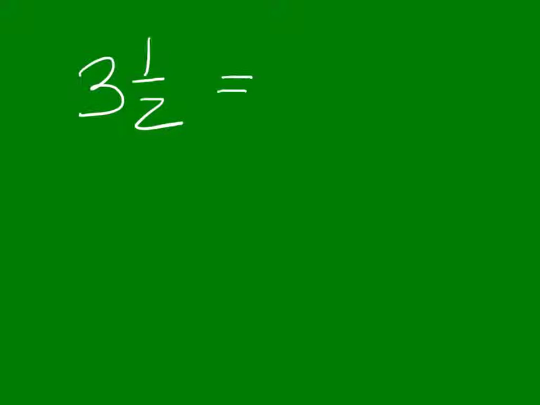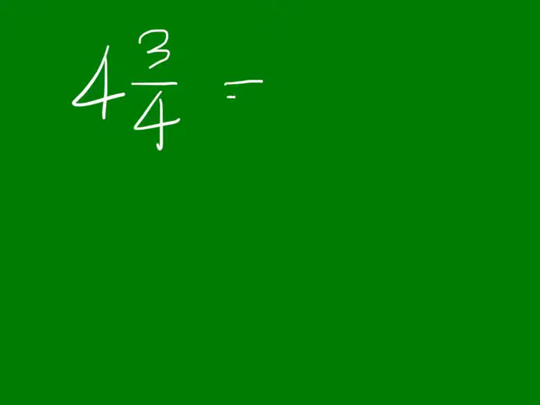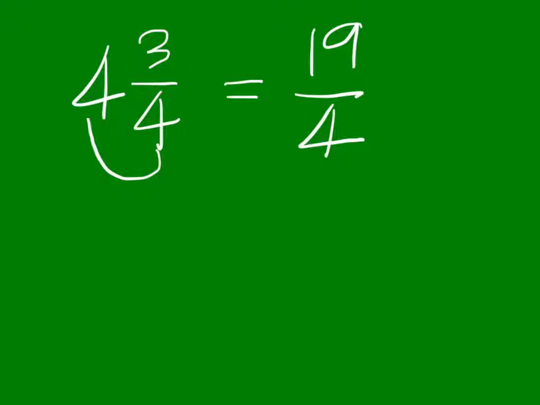What would this be as an improper fraction? 7 over 2, yes. 3 times 2 is 6 plus 1 is 7. What about this one? Yes, 19 over 4. 4 times 4 is 16, plus 3 is 19.